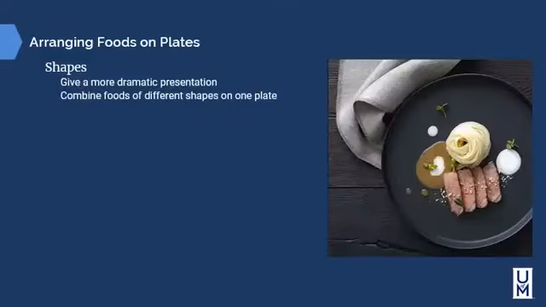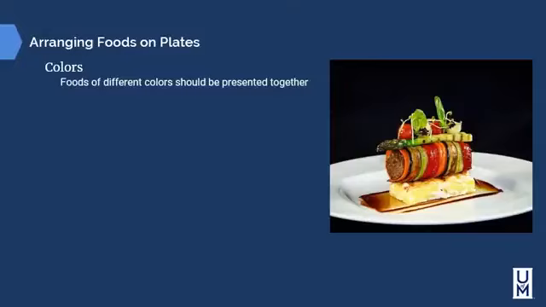While arranging foods on a plate, think about several different topics. First thing is shape. Shape gives a more dramatic presentation, and you want to combine foods of different shapes on one plate. So for the example seen here, we've got rectangular cuts of meat, we've got rounded or circular cuts of the pasta, we've got the foam that's put on there, and then just random sizes of the microgreens. Colors are also another aspect. Food of different colors should be presented together. This will give contrast to the different items and will showcase each one of them in turn.